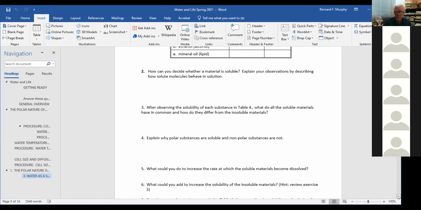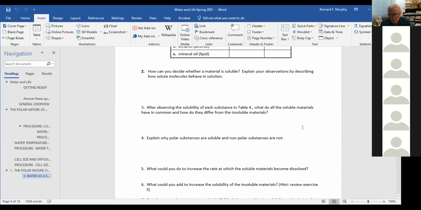So two, how can you decide whether a material is soluble? Like I said, you have it in lab. It's a powder or liquid. You don't know its molecular formula. Put it in water. If it dissolves, it's polar. If it doesn't, it's non-polar. So it's easy.